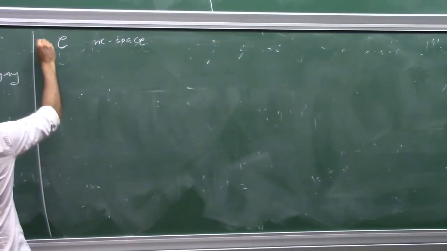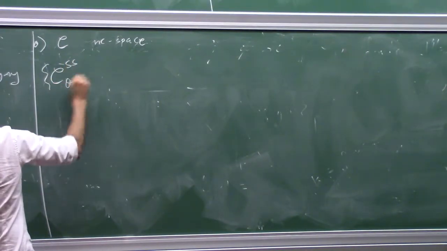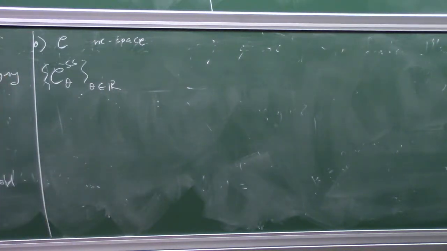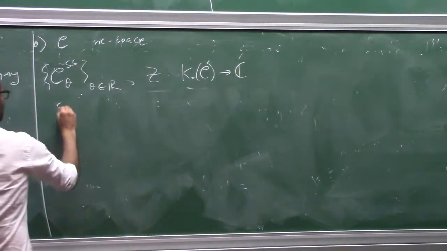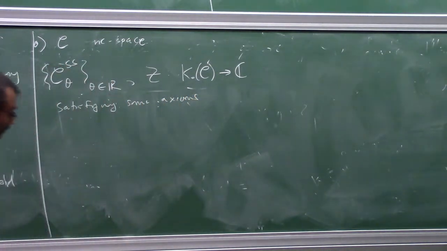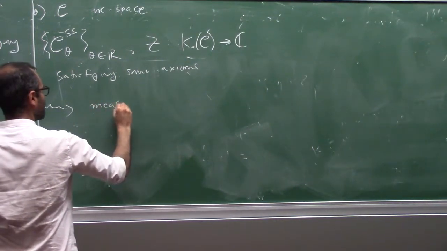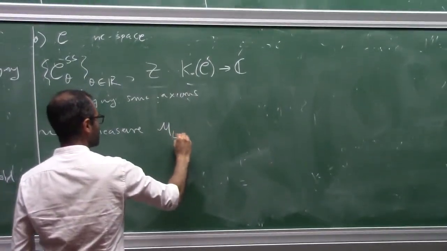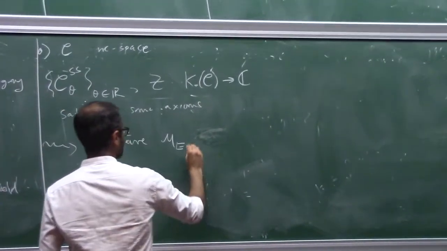Suppose I'm given a Bridgeland stability condition, so let me call this example 0, which is given by some collection of semistable objects for every phase theta in the real line, and the central charge K0 to C satisfying some axioms, which Maxime mentioned in his talk, so I'll omit them for the moment. I want to recast the structure in a different way. From this category with stability condition, you get a measure mu sub E on R, a finite measure with finite support.